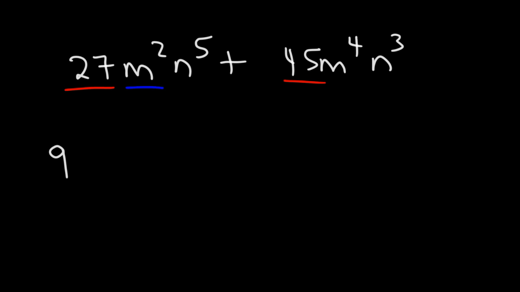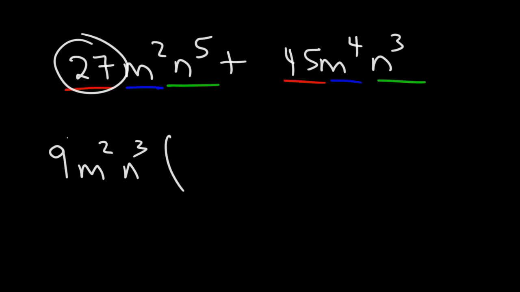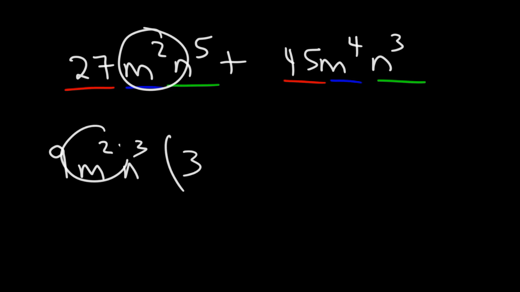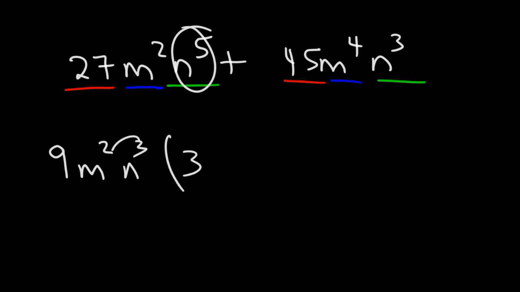Now what about between m squared and m to the 4th power? It's going to be the smaller of those two, so it's going to be m squared since it has a lower exponent. And between n to the 5th and n to the 3rd, it's going to be the one with the lower exponent, n to the 3rd. Now let's divide. 27 divided by 9 is 3. M squared divided by itself is 1, so we don't have to write that. N to the 5th divided by n cubed, 5 minus 3 is 2, so we get n squared.